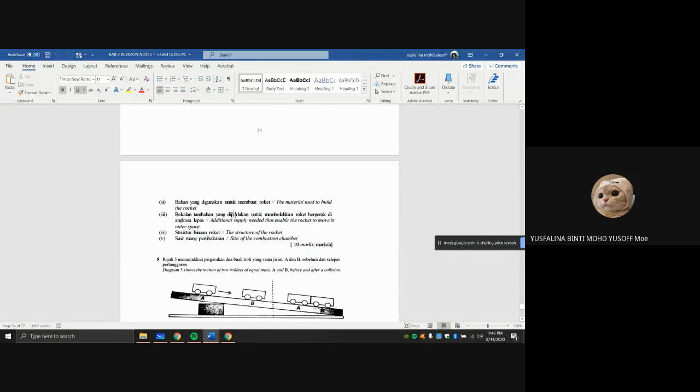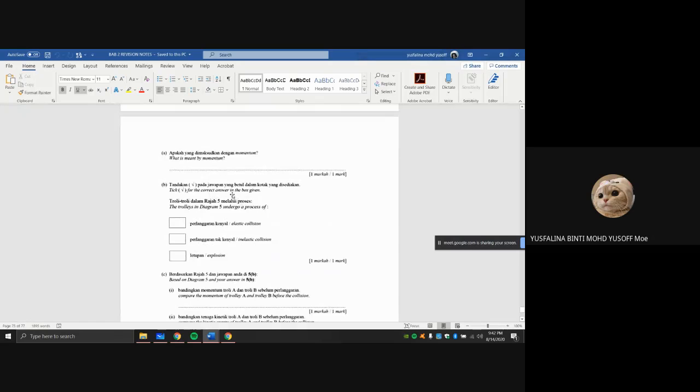Okay, the last one is the size of the combustion chamber. So you know this one must be big, so that more fuel can be burned.